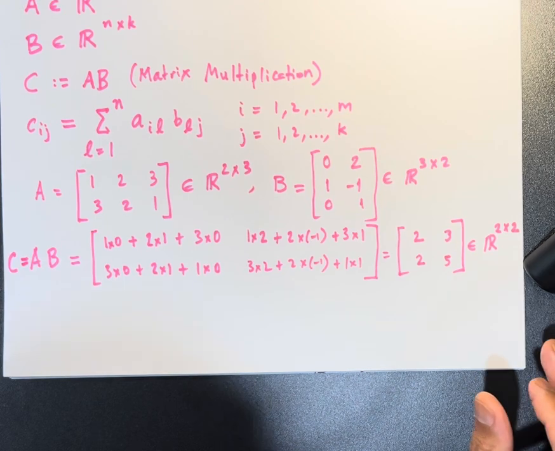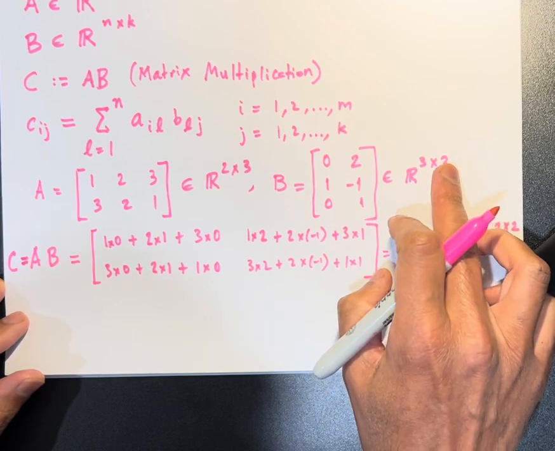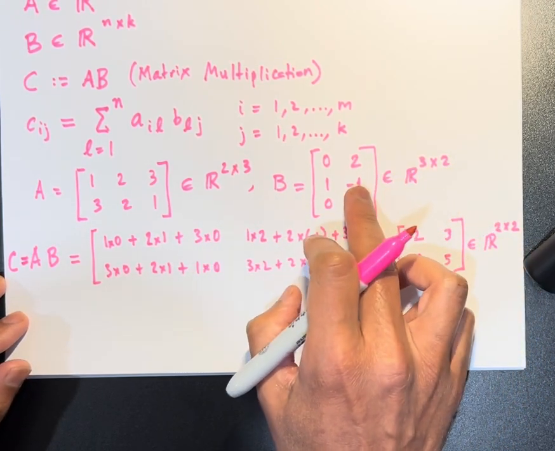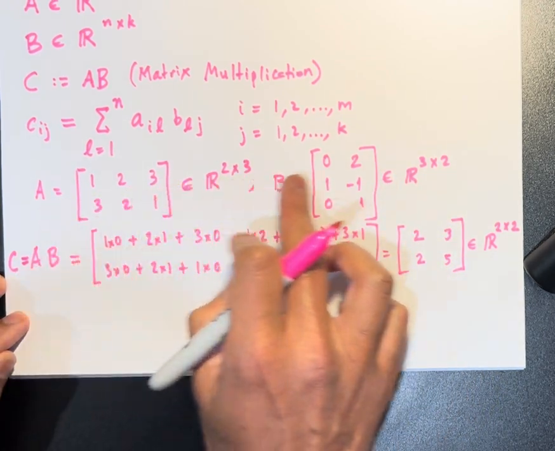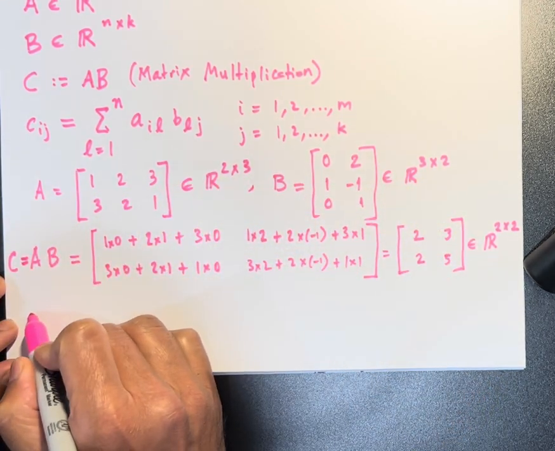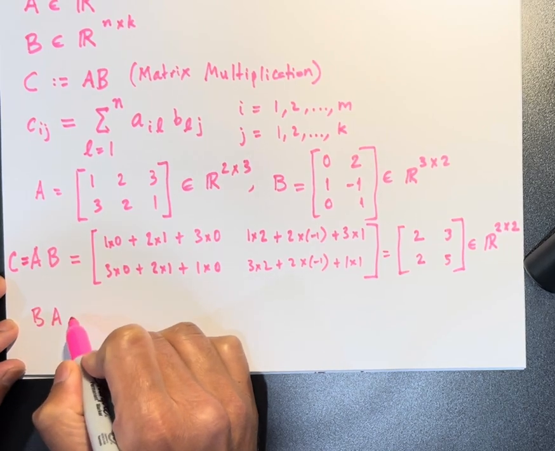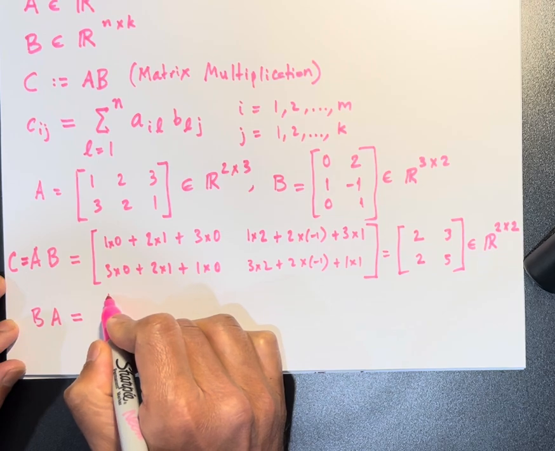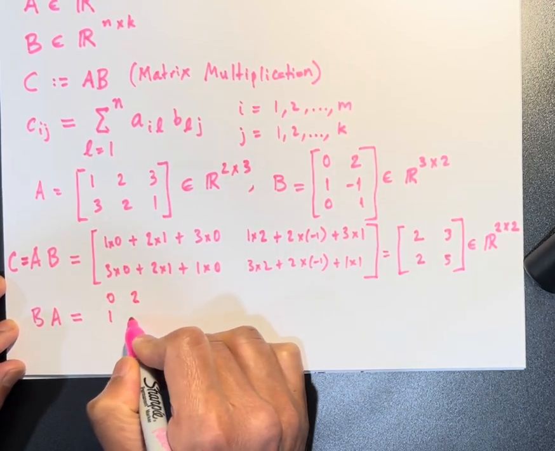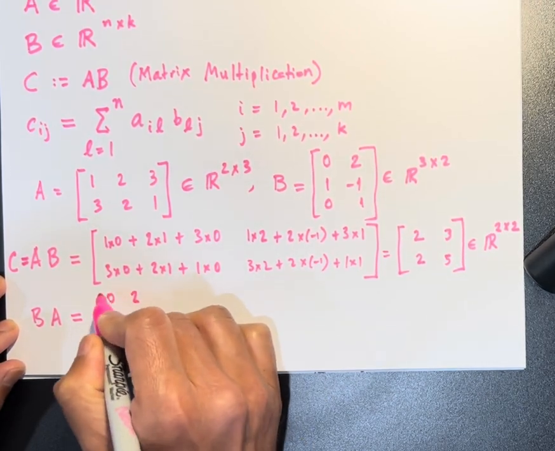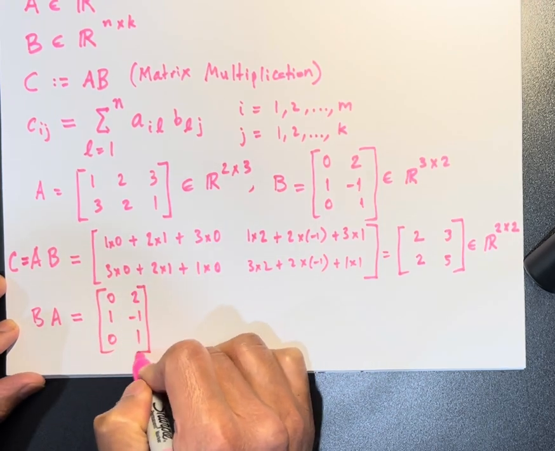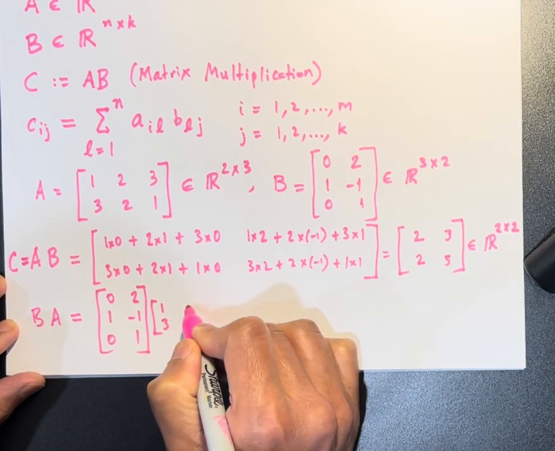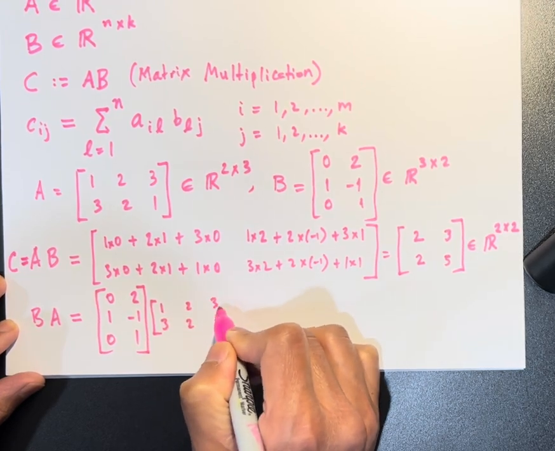And surprisingly, in this case, we have the same number of columns in B as there are rows in A. So in this case, we can also do B times A if we want, right? In which case we put B first. So let's do that. Actually, I'm going to write it 0 2 1 minus 1 0 1. That's B times A. So that's 1 3 2 2 and 3 1, right?